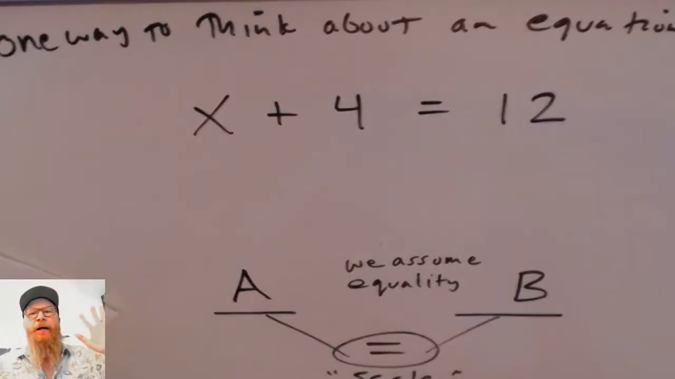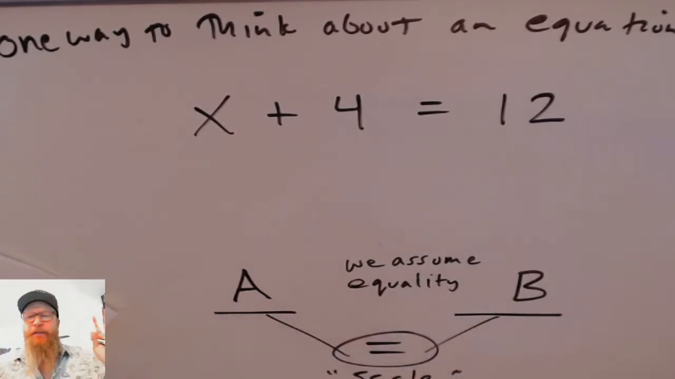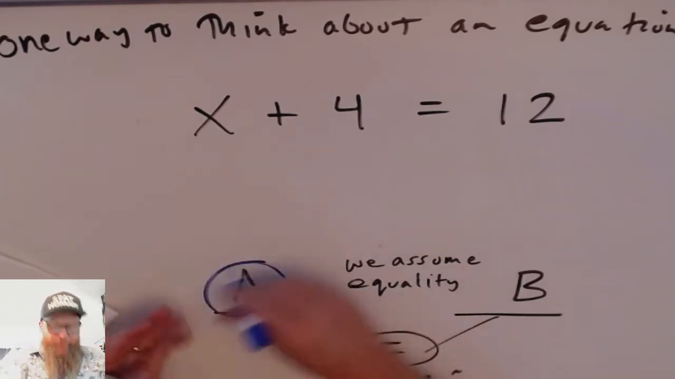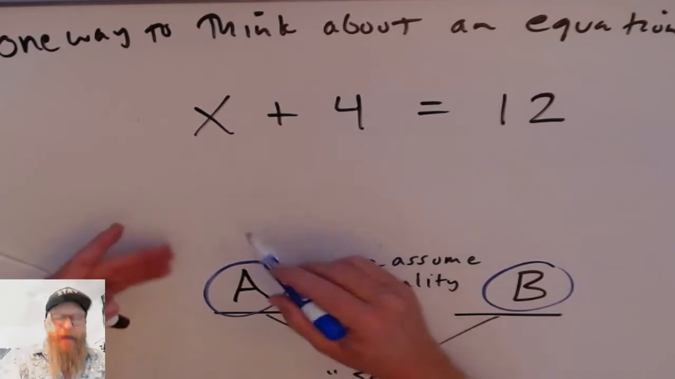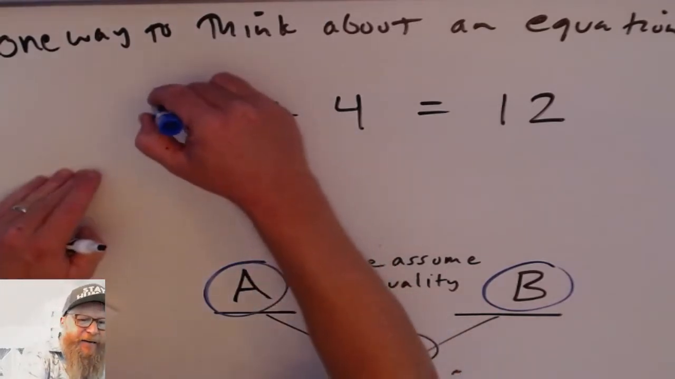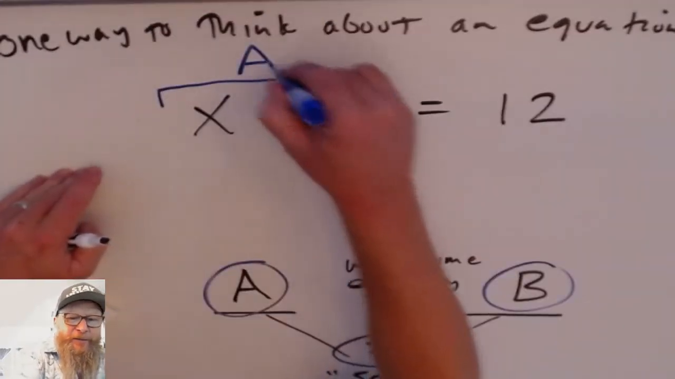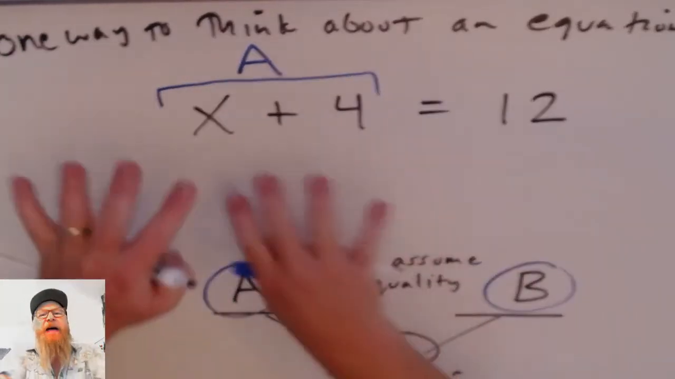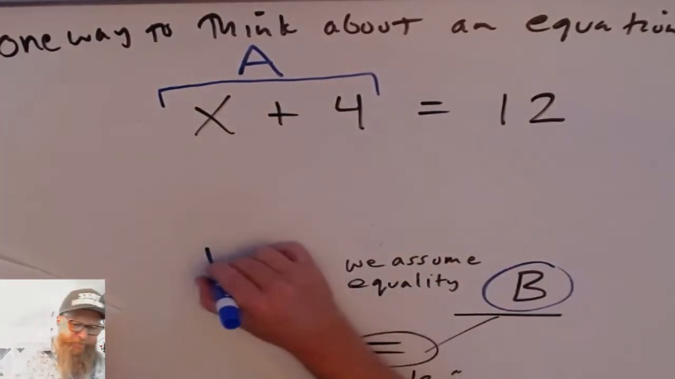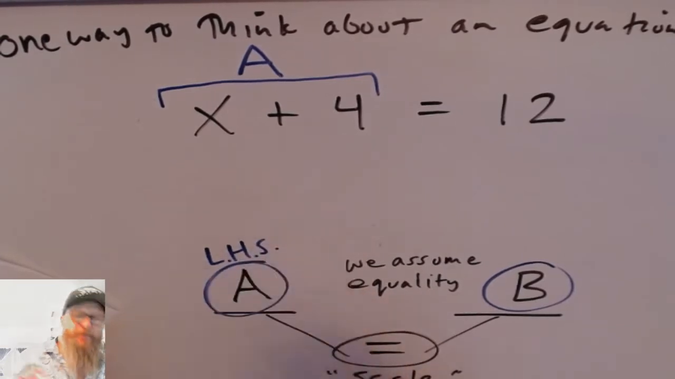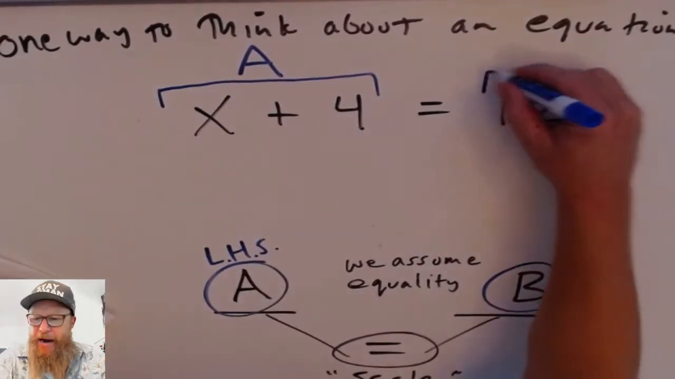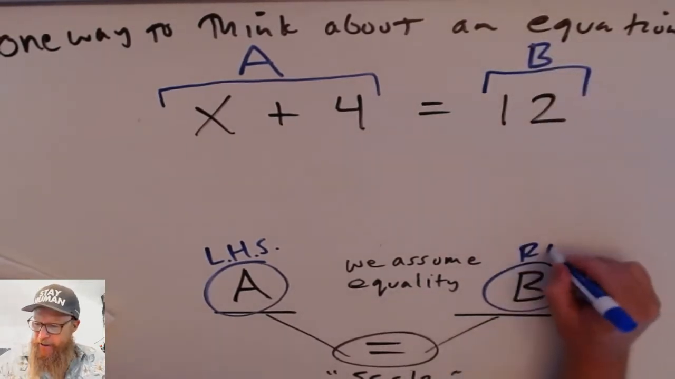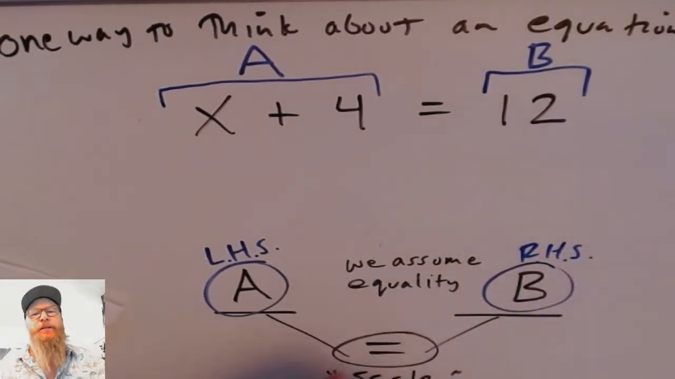There we go. So one thing I want to mention throughout the lesson today is that when I say something like A or B, when I use these capital letters, I'm talking about the entire left-hand side of the equation. So when I say A, I mean everything that's on the left-hand side. I sometimes abbreviate that LHS. And B, I mean everything that's on the right-hand side. I call that RHS.